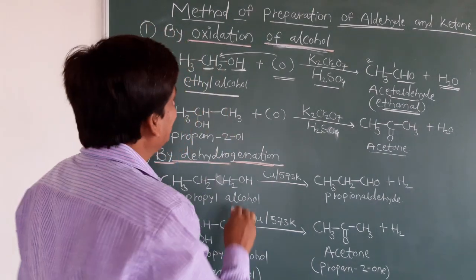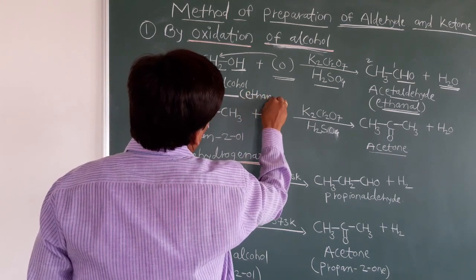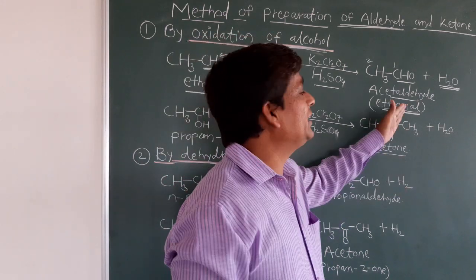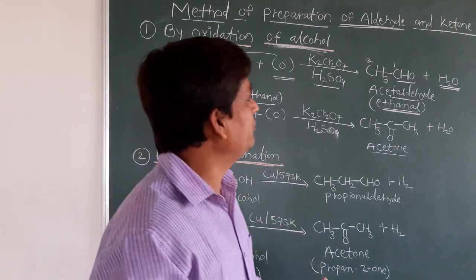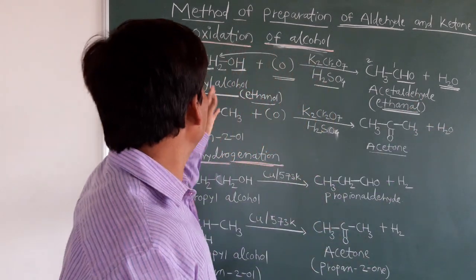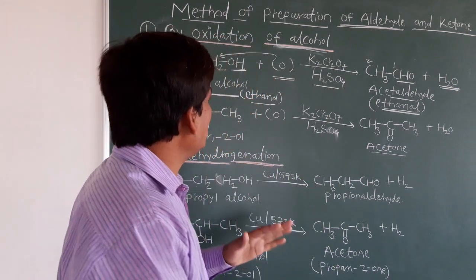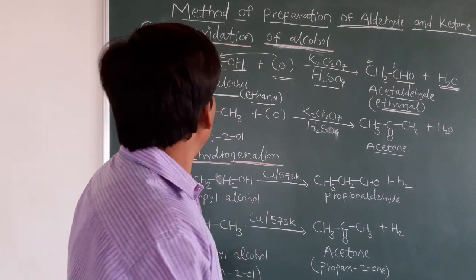Ethyl alcohol is nothing but, by IUPAC name, ethanol. So in the exam, they will ask the question: how will you prepare ethanal by using ethanol? Or sometimes they will ask in a different way: how is acetaldehyde prepared by using ethyl alcohol? Clear students? Now we will see how ketones are obtained by using alcohols.